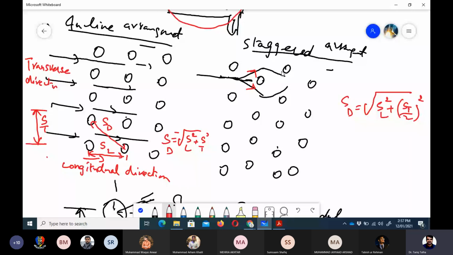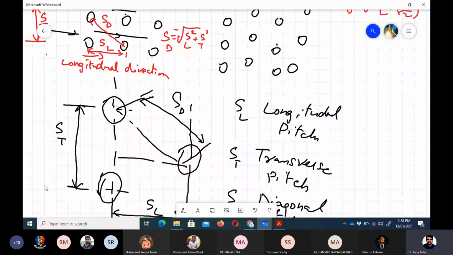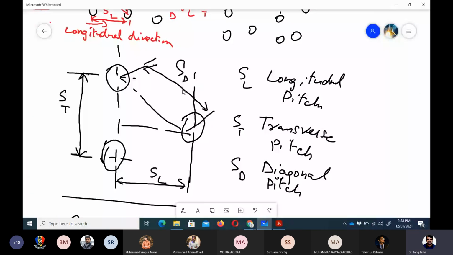In the staggered grid, the tubes from one row to the other row are kind of staggered, so they are in the path of the flow. The flow has to split in two directions here, and then it joins afterwards, and then again we have another tube here, and it goes on like this. I think we discussed this, so it was just a repetition. So this is SD, this is ST, and this is SL: longitudinal pitch, transverse pitch, and diagonal pitch.